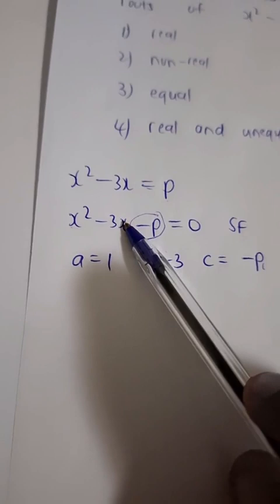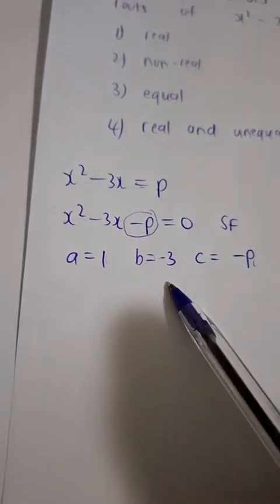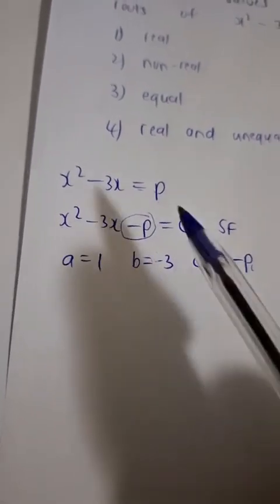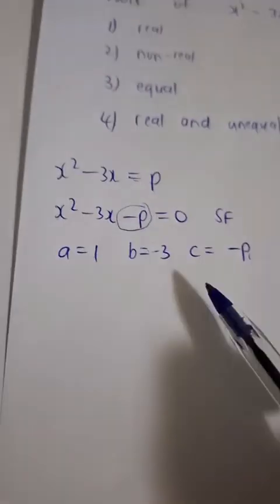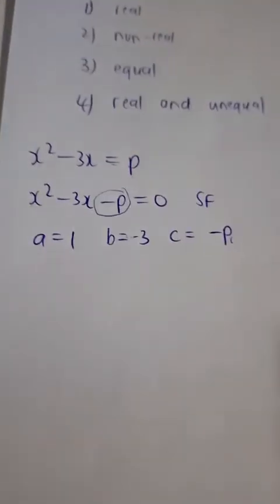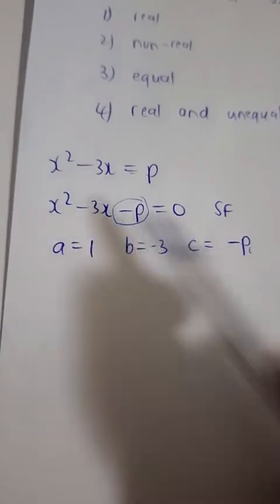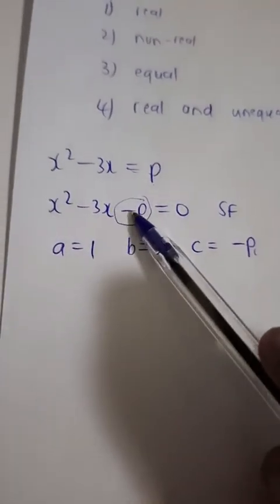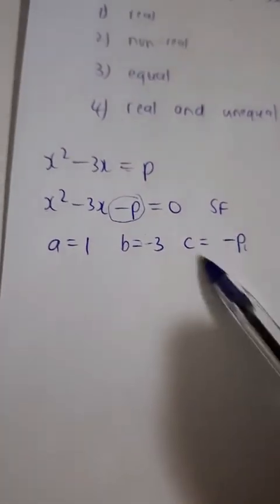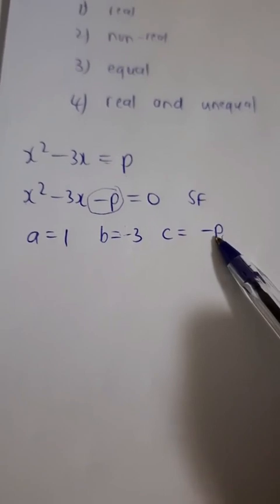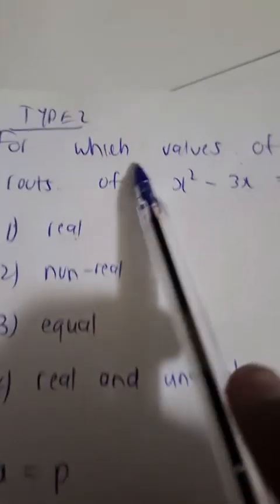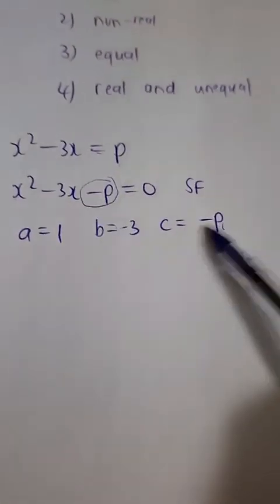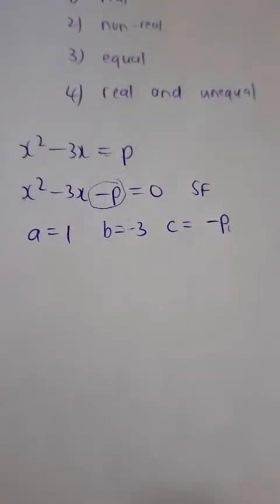The coefficient of the x term will give us the value of b. And then everything that is another letter, not x, that is basically on its own, will be written as our constant term. So negative p is our constant term. Remember, we wanted to find out for which values of p. How will we be able to solve for p if p is not in the mix amongst a, b, or c?